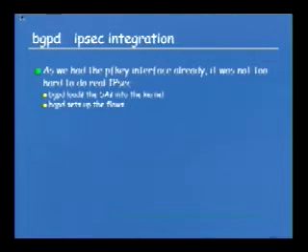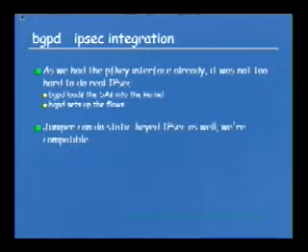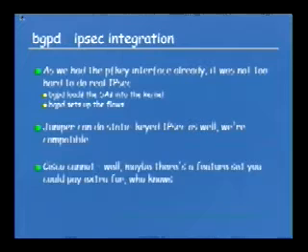IPSec. Since we have the PF_KEY interface already, it was not too hard to do real IPSec, and with that, BGPD loads the security associations in the kernel, which are kind of the keys, and it sets up the flows, which kind of are the routes for IPSec. Juniper can do static keyed IPSec as well, and we are compatible with that. As far as I know, Cisco cannot. There might be some extra feature set that you can pay extra for, I just don't know.